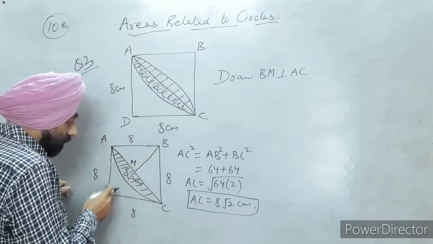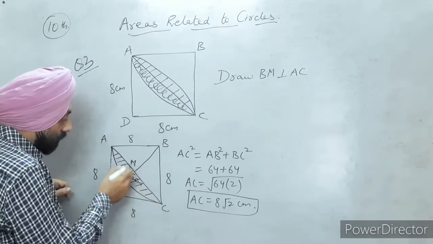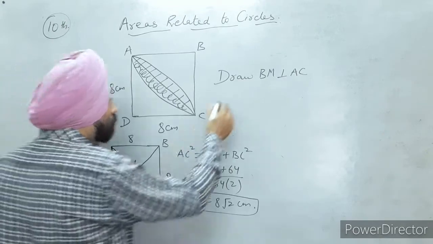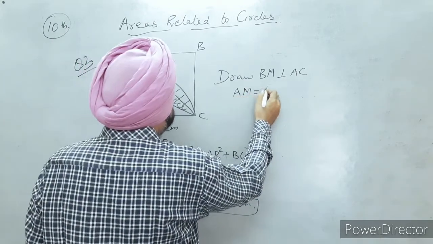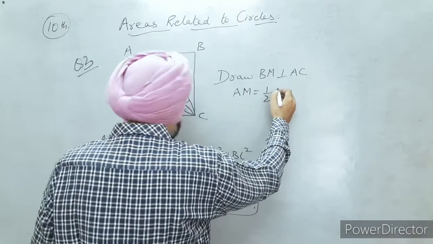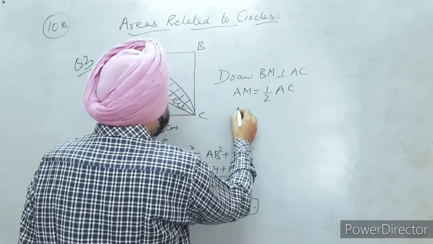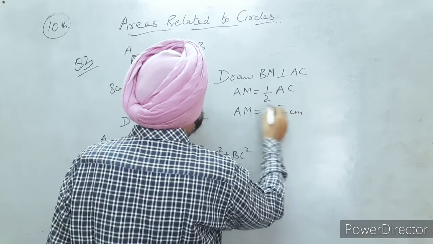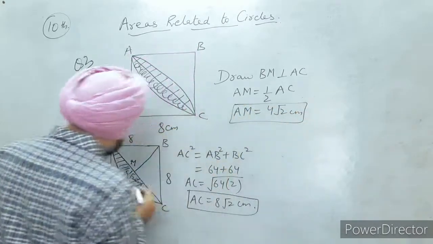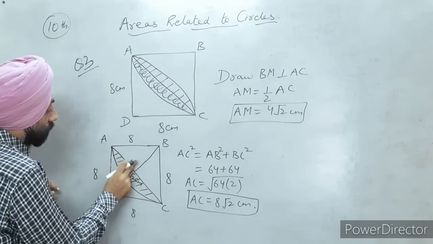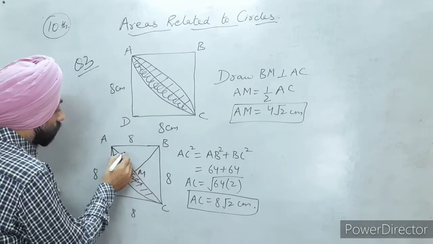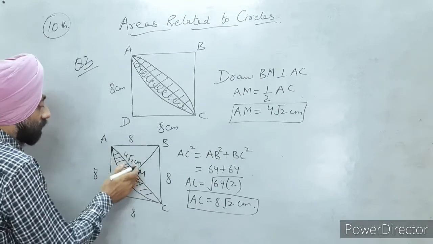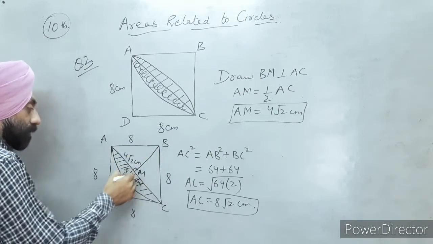Now the diagonals of the square bisect each other. That means AM is half of 8 under root 2, that is AM is half of AC. I can write AM equals 4 under root 2 centimeters, right? This becomes AM 4 under root 2 centimeters. This is 8. I can easily calculate BM.